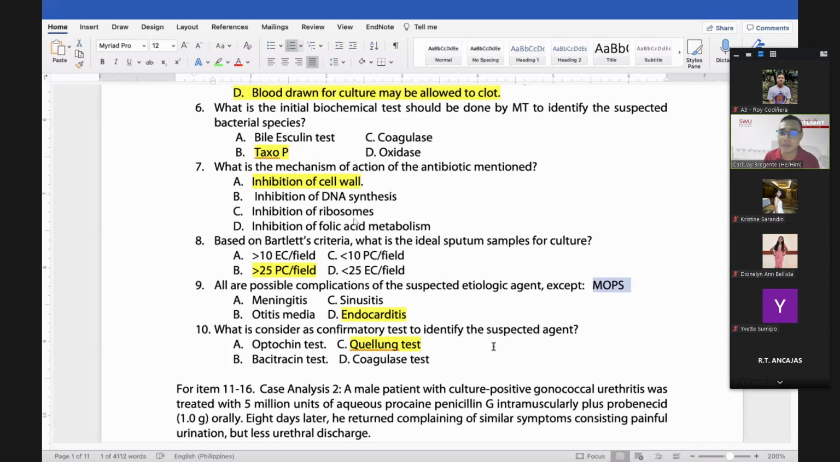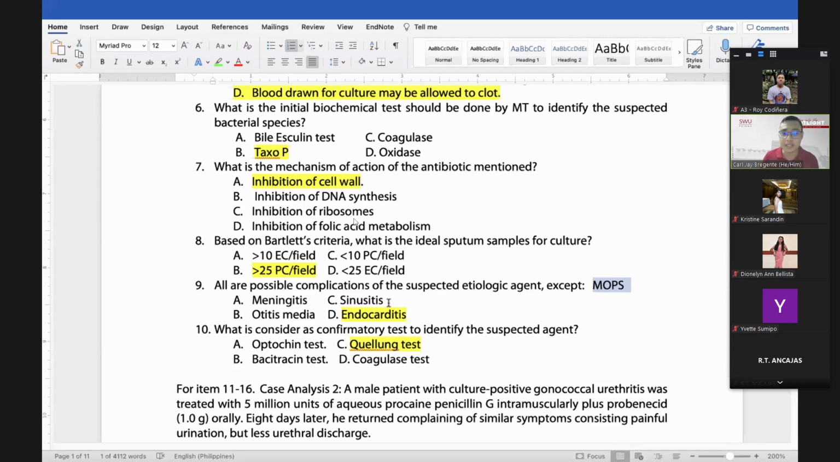So among them, the endocarditis mo'y wala. Okay? Endocarditis is usually caused by Enterococcus. It is also caused by Streptococcus viridans and also your Staphylococcus aureus. Okay? So yun yung mga possible causative agent ng endocarditis.